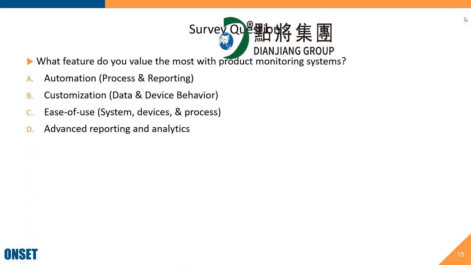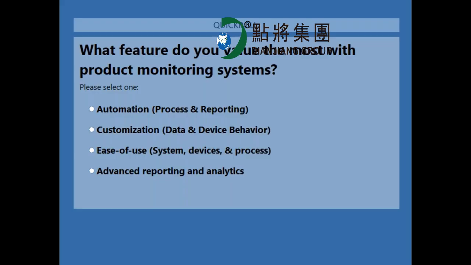Is it the automation, like with our gateway or the cellular loggers, so automating the process or automating reporting? Is it customization, so customizing your data or device behavior? Ease of use, so having a simple system to use, being able to easily set up your devices for recording and downloading? Or is it advanced reporting and analytics? Launch that survey now and give you a little bit to answer.